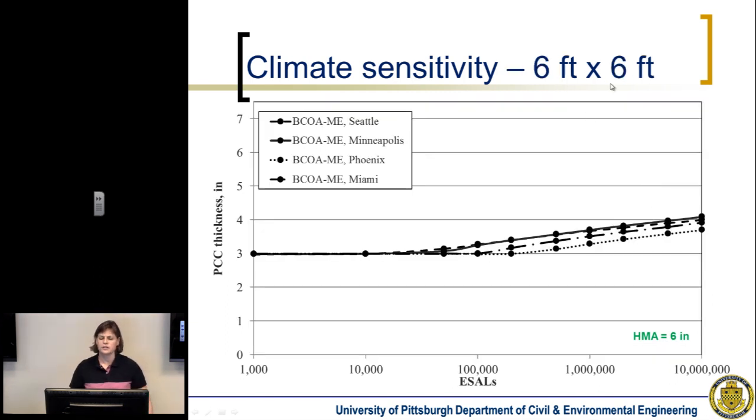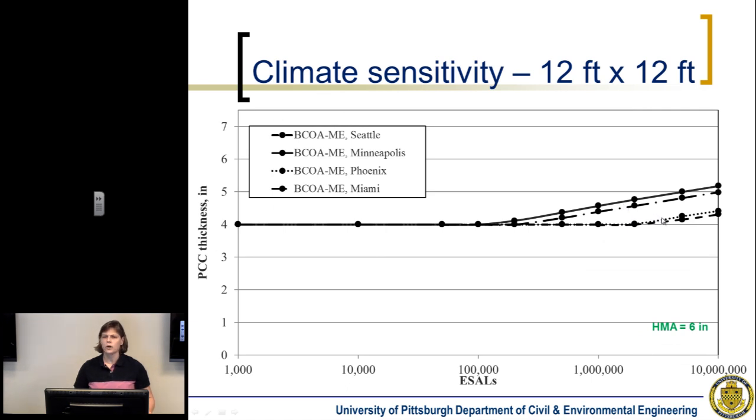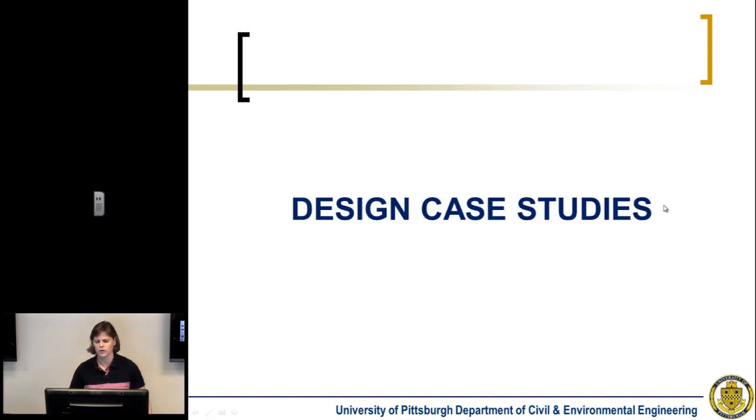When you start to get to the 6x6, you see a little bit of an increase in the sensitivity with respect to climate. And then with the 12x12, your panels are much longer. It becomes substantially more sensitive, as you would think. Again, this was not compared to the ACPA or the Colorado DOT procedure because those weren't directly incorporated into those design procedures.